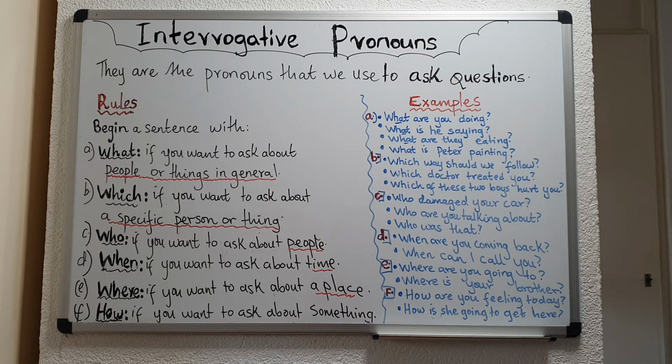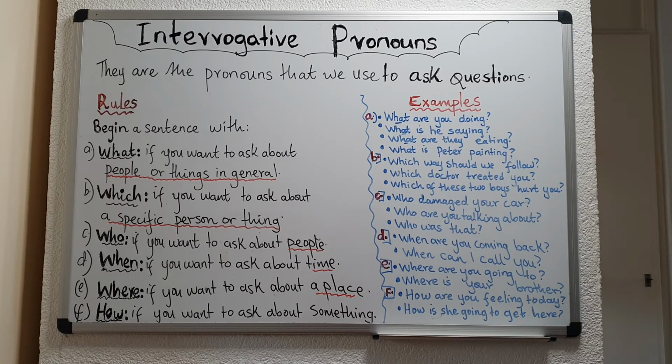Okay? All right then. Then the next one is, if you want to ask about time, if you want to know anything about time, begin your question with when. You want to know when something is going to happen. You want to know when you're going to catch the train. You want to know when the flight is going to land or when the flight is going to depart. Then begin your question with when. How do you do that? Look at examples D on the right.